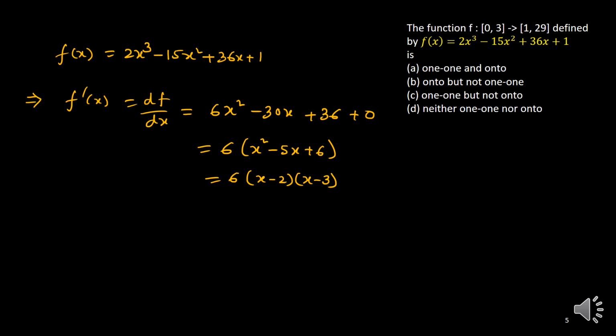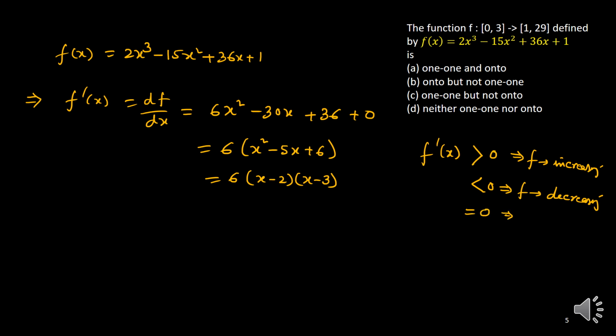Now you know that for this derivative function, if it is positive, then the function f is increasing. And if it is less than 0, at that time f is decreasing. And if it is equal to 0, at that time I can say that f is having a maxima or minima.